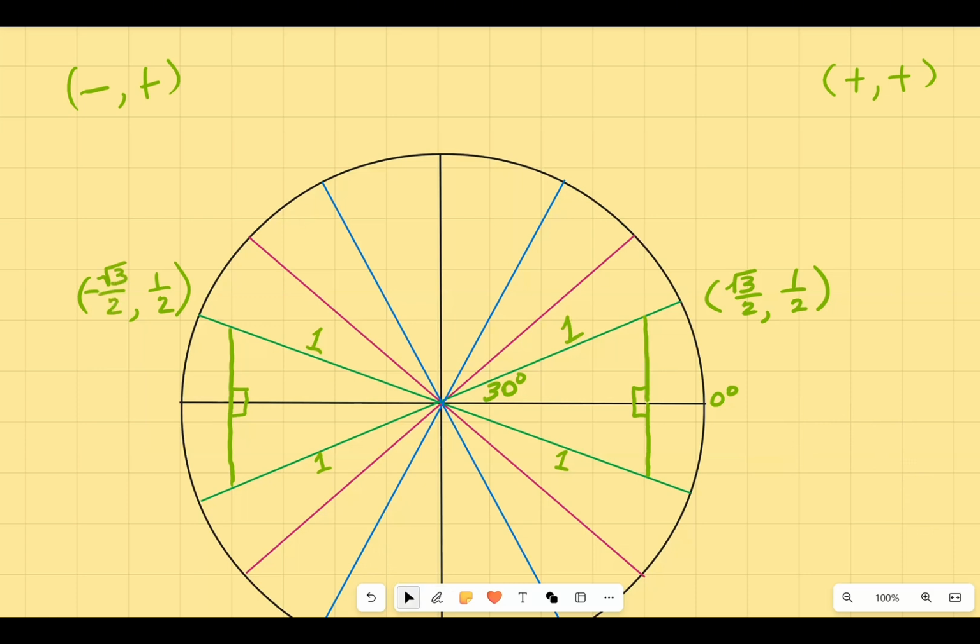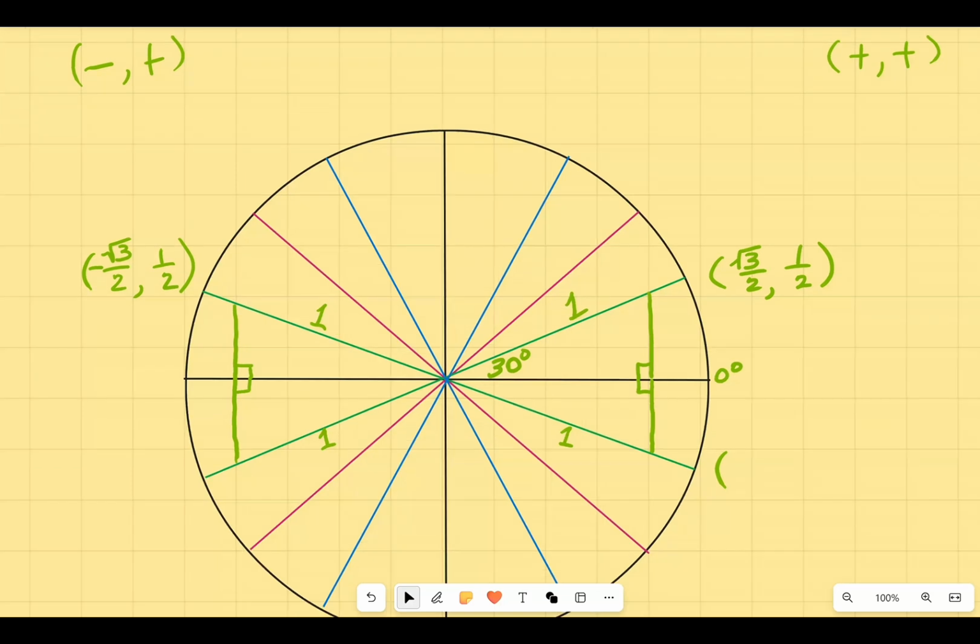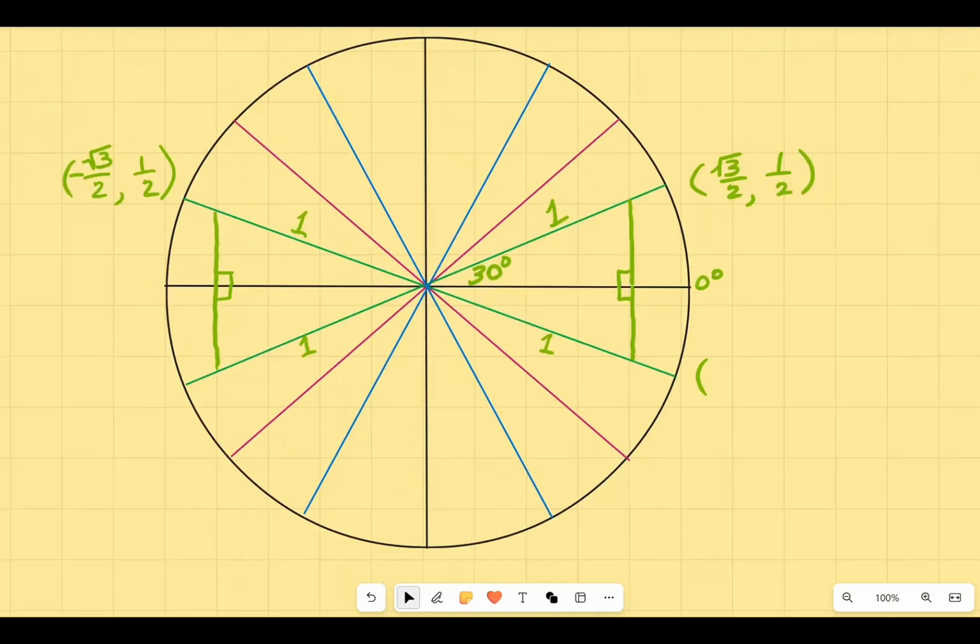Now, if I were to flip both of those triangles over the x-axis, I'm going to have the same values, but the signs are going to differ depending on which quadrant I'm in. So for quadrant 4, my signs are going to be positive, negative.